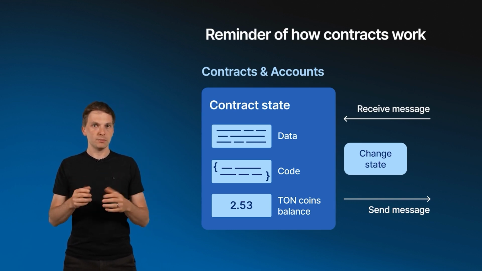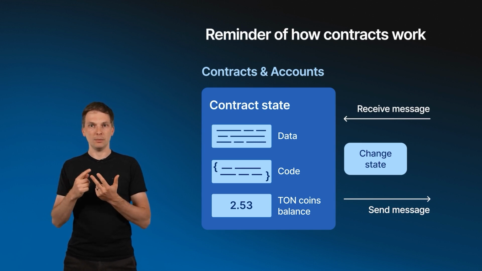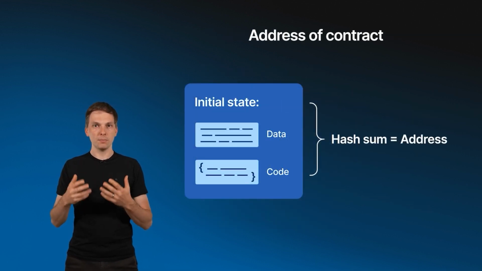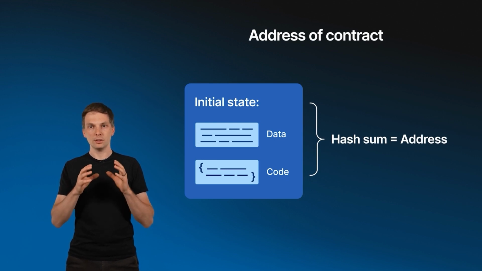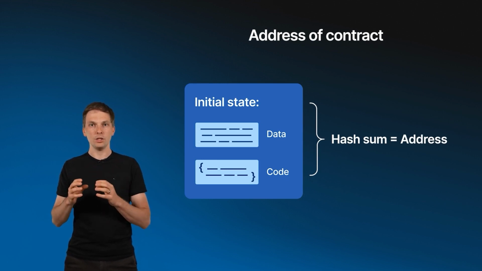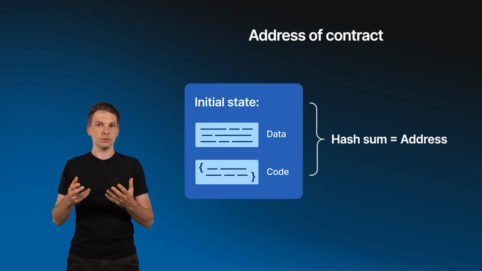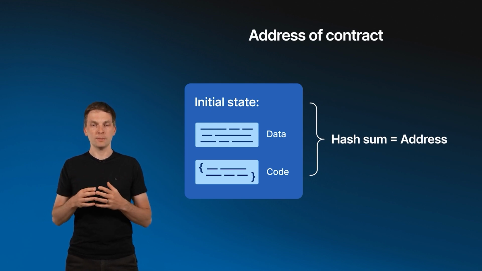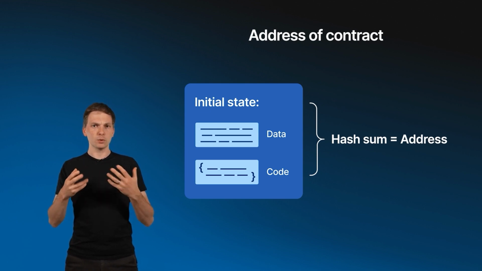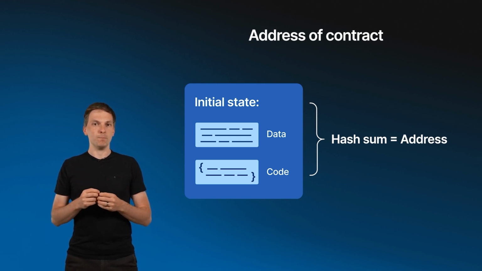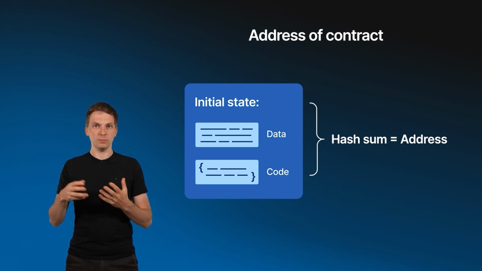So, as we mentioned, the contract is a code, the data, and the balance of coins. But the contract also has the identifier or address. And this address is a cryptographic hash of the contract's initial data and initial code. Why is that? Well, you don't want to change the address whenever the state of the contract changes. That's why the address is uniquely identifying the very initial state with which the contract was created. And then this address doesn't change as the contract goes along.